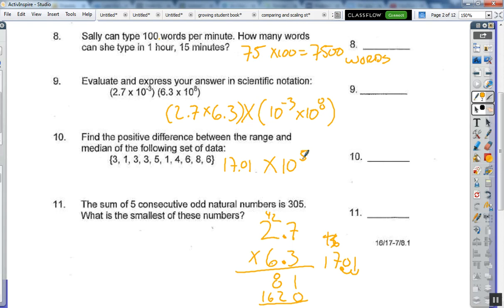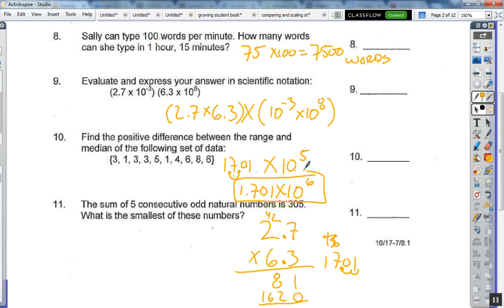But wait a second, are you allowed to have two numbers to the left of the decimal? No, you're not. So we're going to scoot this over 1. And now, essentially, we are dividing this number by 10. So if we're going to divide this number by 10, on this side we have to add another power of 10 so that we have the same number. So we end up with 1.701 times 10 to the 6th power.